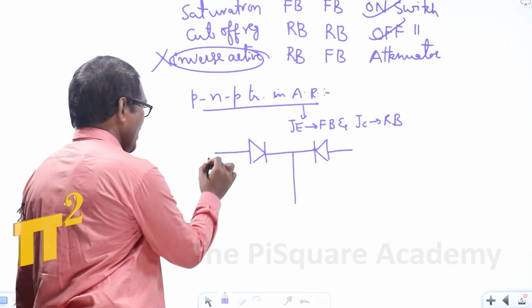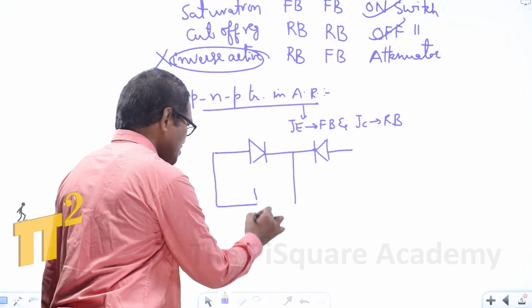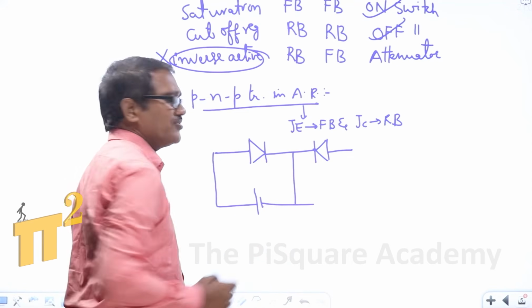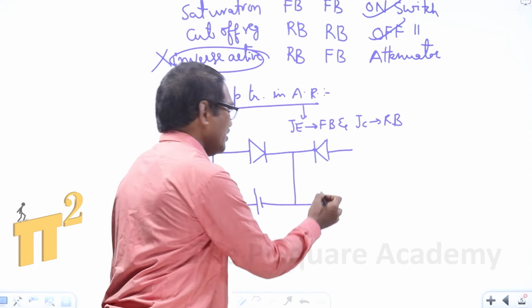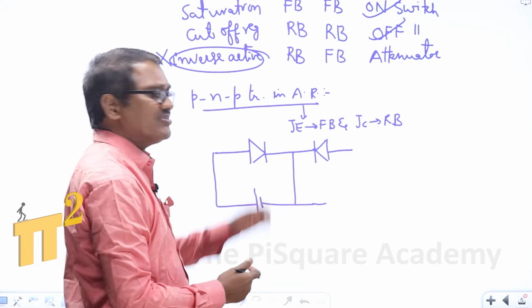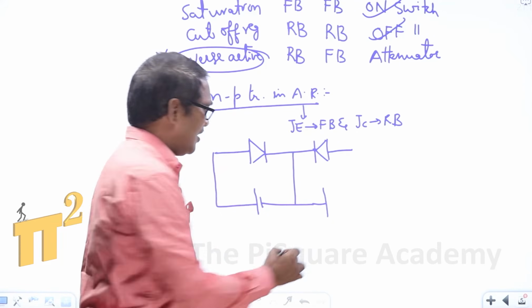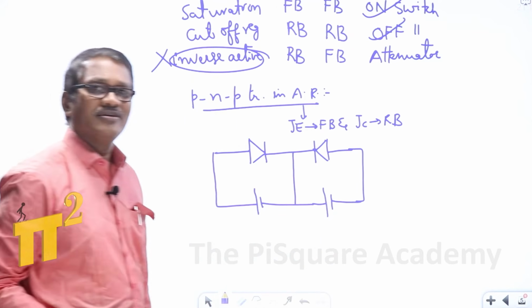Have you understood this? This must be forward biased just by connecting the positive terminal of the battery to the anode and the negative terminal of the battery to the cathode. Similarly, this can also be reverse biased. How can this be reverse biased? By connecting the positive terminal of the battery to the cathode terminal and the negative terminal of the battery to the anode terminal. Have you understood this?